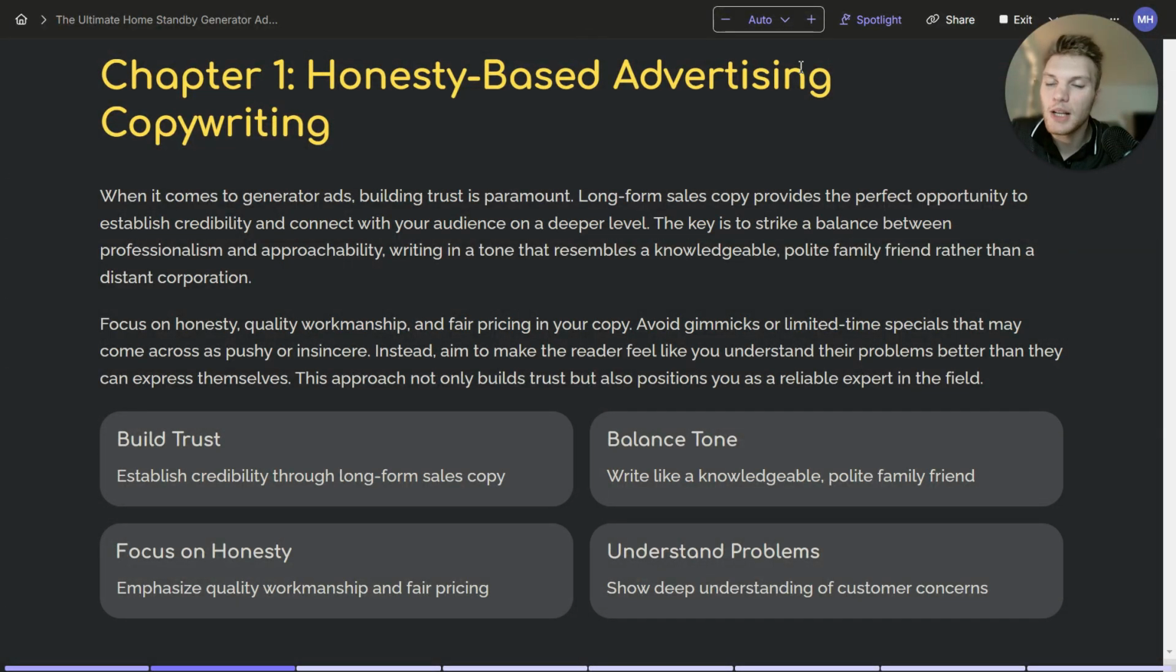Okay. So when it comes to generator ads, building trust is paramount. Like number one, bar none, the most important thing. Long form sales copy provides the perfect opportunity to establish credibility and connect with your audience on a deeper level, right? And if you're not familiar, what copy means is basically just the messaging on the ad, the main primary text. When you click on an ad to read more, it's like the big blob of text. That's what the copy is, right? So long form sales copy provides the perfect opportunity to establish credibility and connect with your audience on a deeper level. The key is to strike a balance between professionalism and approachability.